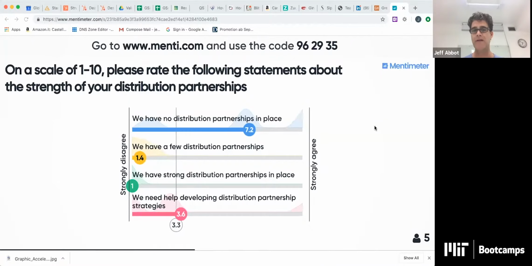Or perhaps it's even more fundamental than that, which is we really need some help thinking through how to develop distribution partnership strategies, which ones would be the right ones for us, and that's something that you'd like to work on at the MIT Venture Scaling Bootcamp with us.